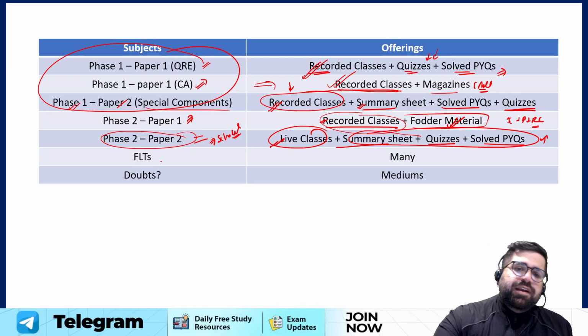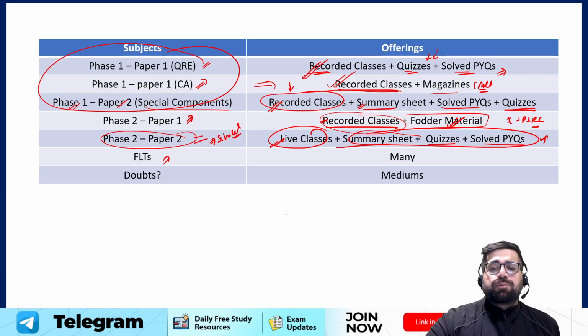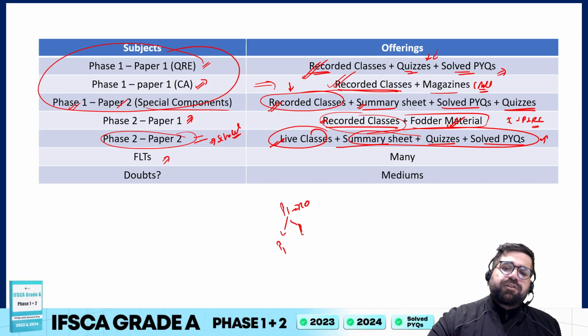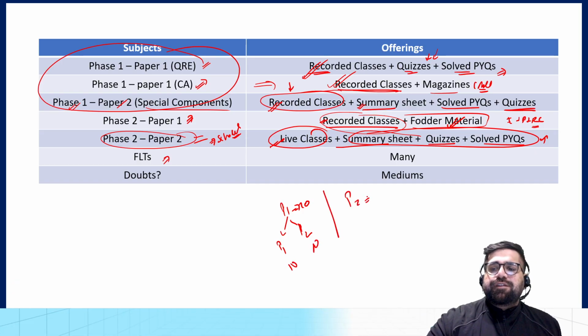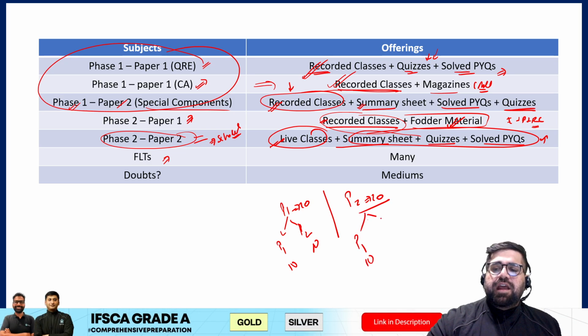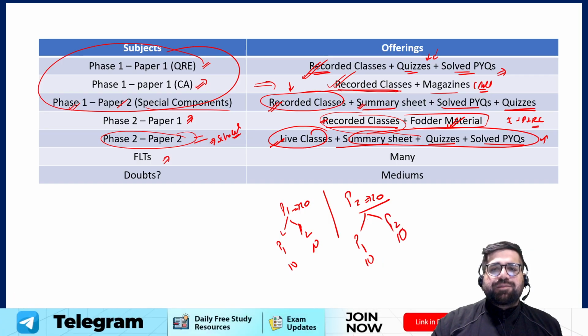And yes, for full length tests, there is no need to worry. We are providing you many full length mock tests. For phase 1, we are providing you 20 full length mock tests, 10 each for paper 1 and paper 2. The same continues in phase 2 also. In phase 2 also we are providing you 20 full length tests, 10 each for paper 1 and paper 2. So if you want to practice and practice, then this course is there for you.